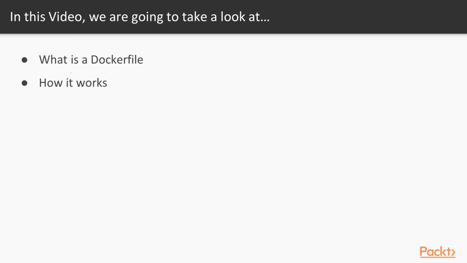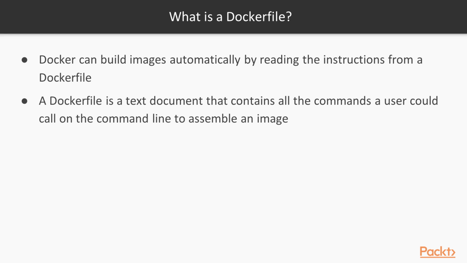In this video, we are going to take a look at what a Dockerfile is and how it works. So what is a Dockerfile? Docker can build images automatically by reading the instructions from a Dockerfile. A Dockerfile is a text document that contains all the commands a user could call on the command line to assemble an image.